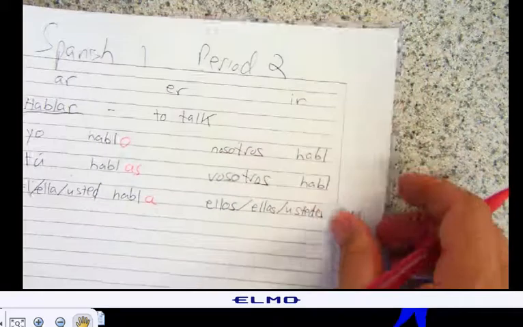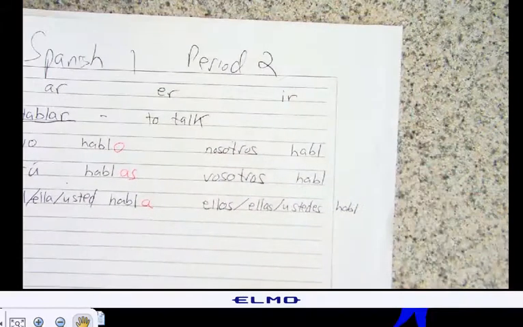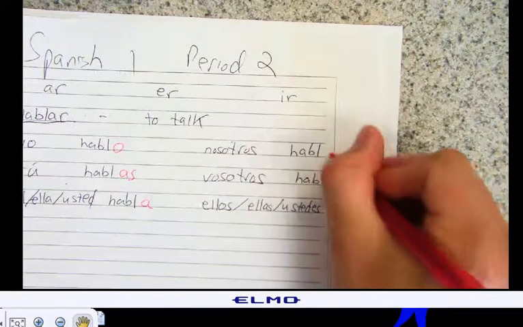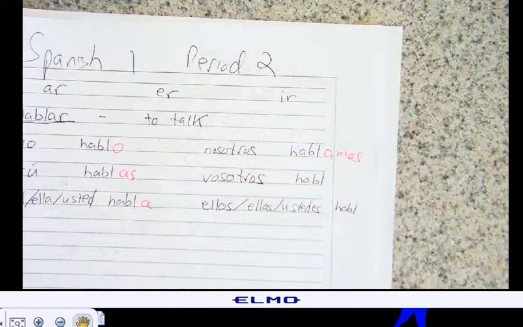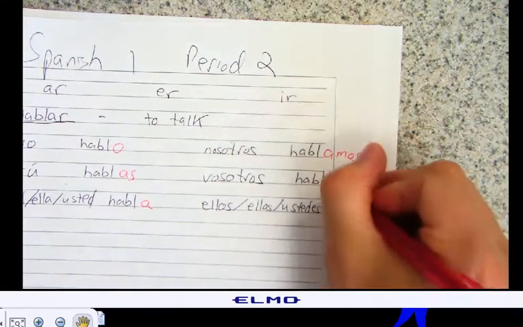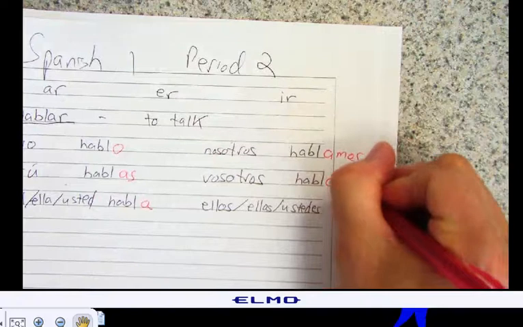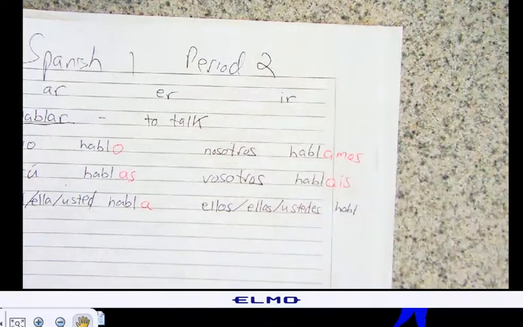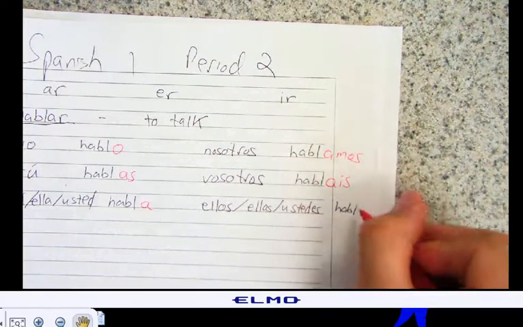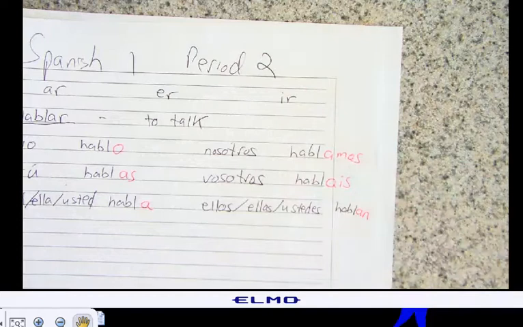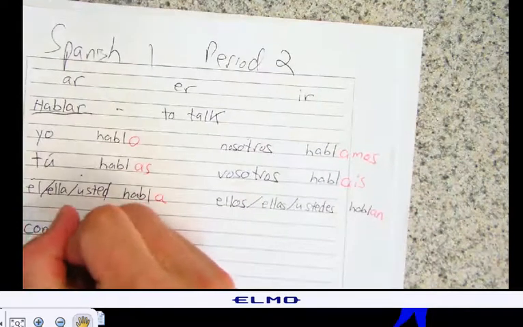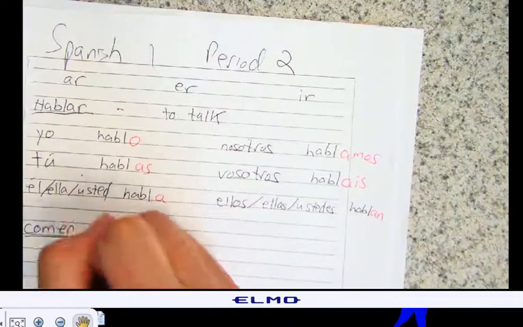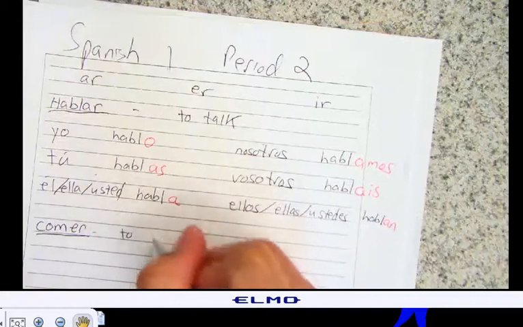Plurals. Okay, what do we have for nosotros, amigos? Hablamos, A-M-O-S. Vosotros, anybody? A-I-S. And finally, to say they speak would be hablan. Okay, boom, prior knowledge. What if I took a verb that ended in ER, like the verb comer, to eat?